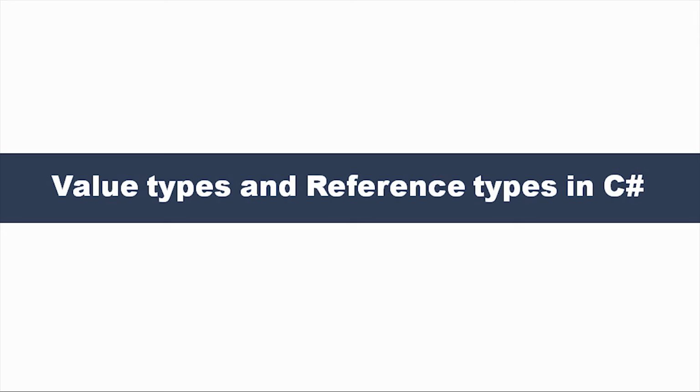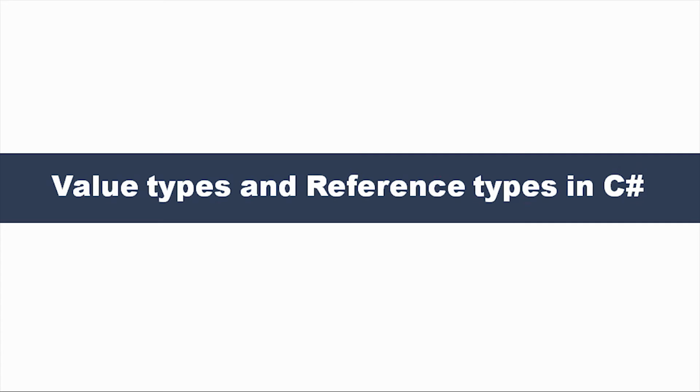The first one is the value types and the second one is the reference types. In the case of value types, the value is stored in the stack memory. But in the case of reference types, the data is stored in the heap memory. As the name implies, in value types the value is directly stored in memory. But in reference types, the value is stored elsewhere and only its reference is held.